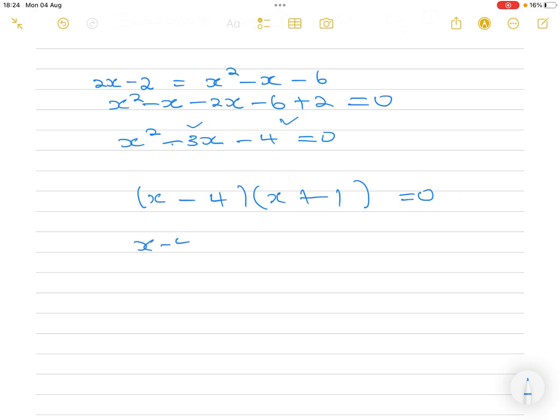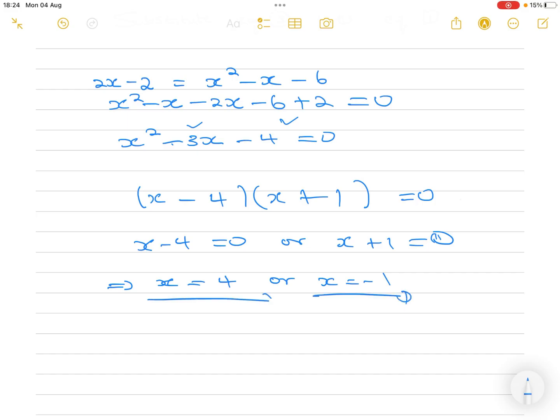So x minus 4 is equal to 0, or x plus 1 is equal to 0. That is the only condition that can make this statement true. If you multiply any number by 0, that is the only time you get 0, when you're multiplying expressions or numbers or variables. So this then implies that x is equal to 4, or x is equal to minus 1. So these are the values of x that I have.